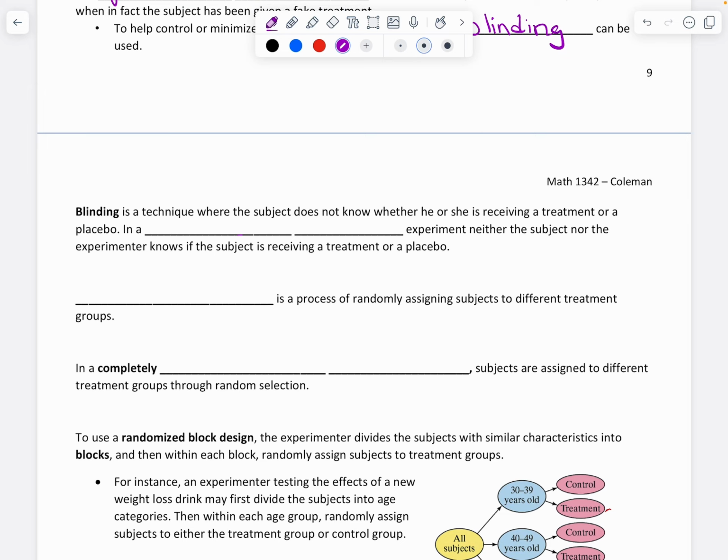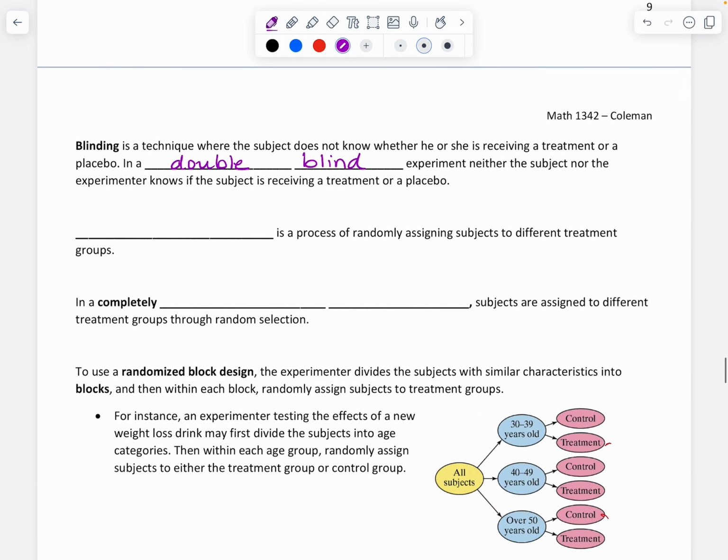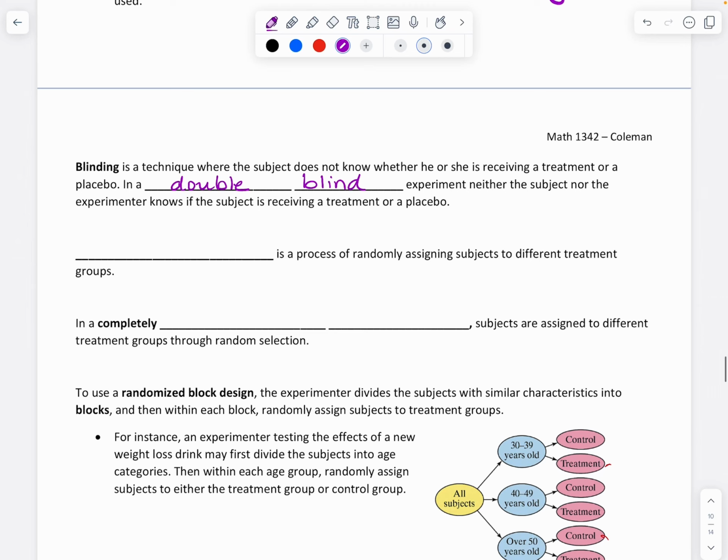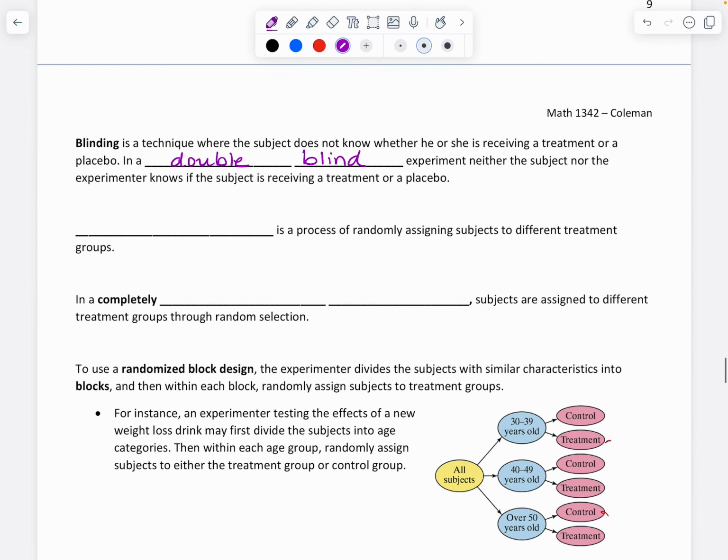In a double-blind experiment, so this is even more anonymous, neither the subject nor the experimenter knows which one is given the treatment. So whoever's doing the experimentation doesn't have all of the information, nor does the subject. So this way it's really truly anonymous, and nobody can form an opinion one way or another. Okay.